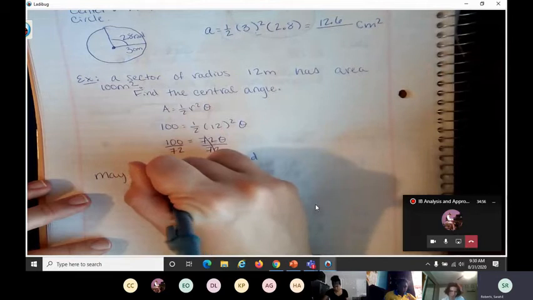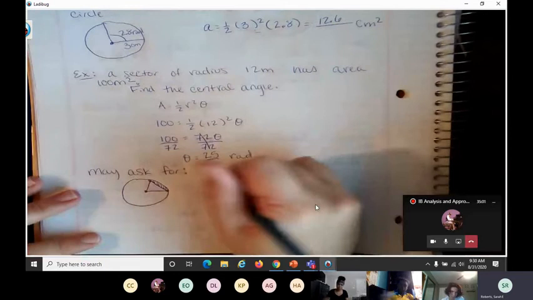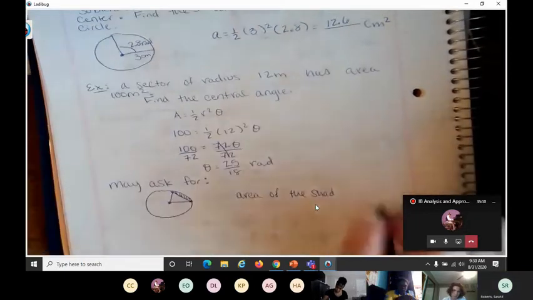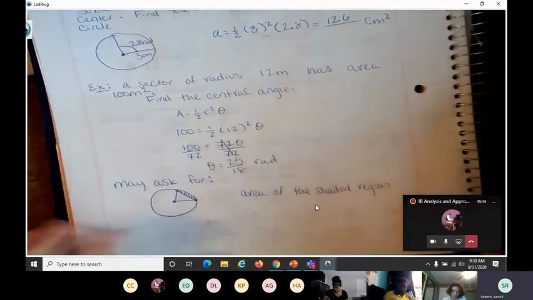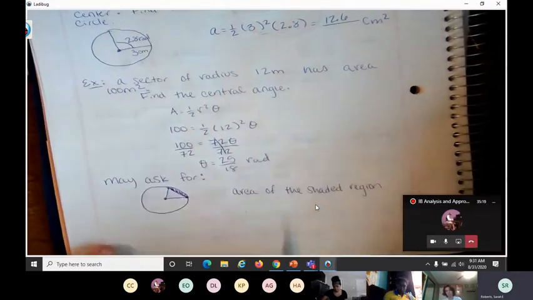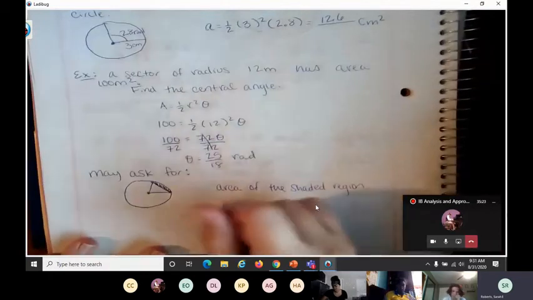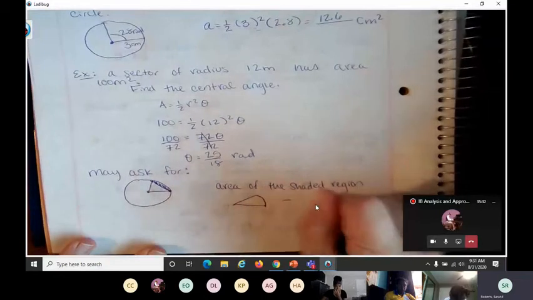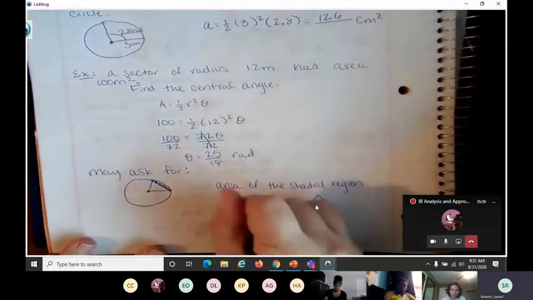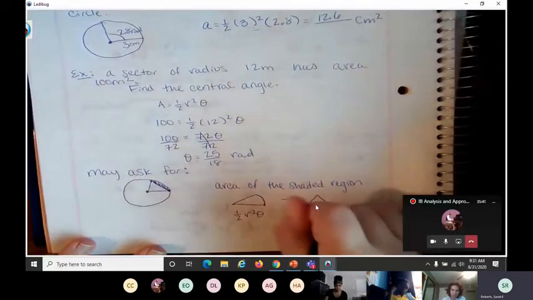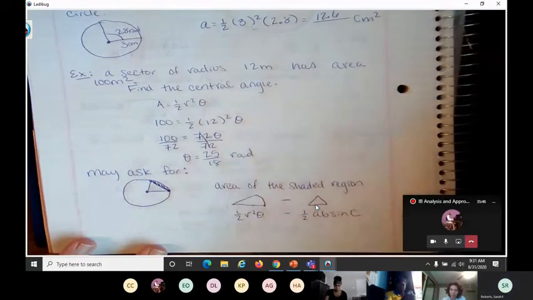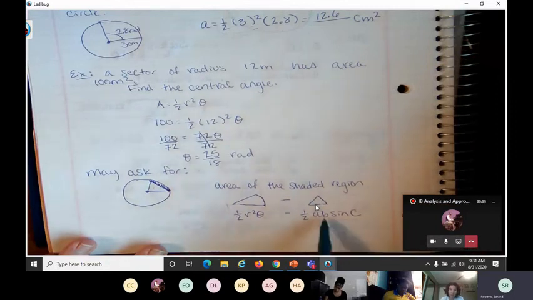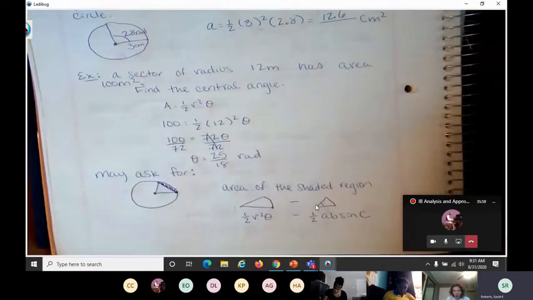So what it may ask for, and I'm going to write it out in words, is the area of the shaded region. Okay, so we have this little shaded arc. It's like part of the arc, but it's cut off by this triangle. So what you would do to calculate the area of that region is first calculate the area of that whole sector, and then subtract off the area of the triangle that's there. So you would have 1/2 r squared theta minus 1/2 AB sine C, where A and B are sides of this triangle, and C would be the central angle of the sector.